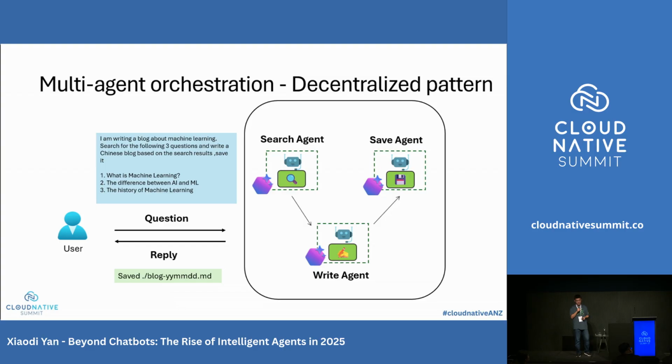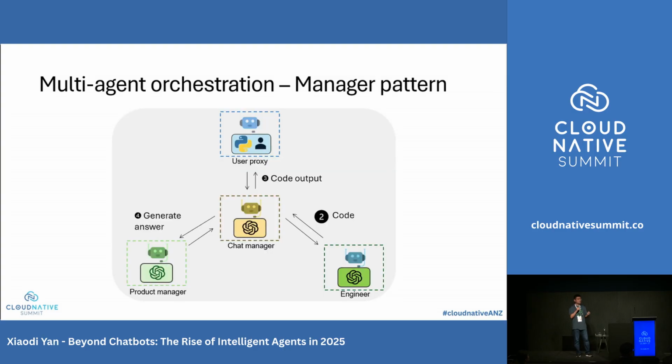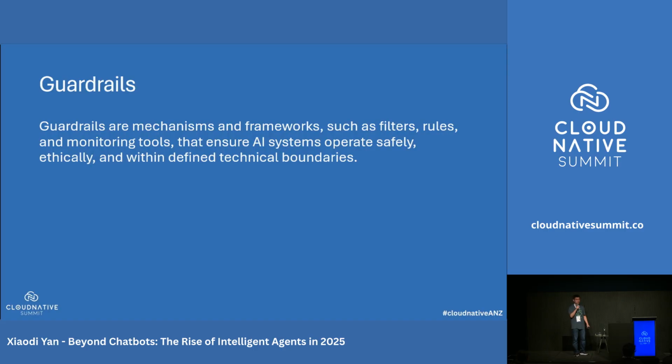Another example is the manager pattern. In this case, we have a very powerful agent acting as a manager, and we have other agents doing different jobs. Here we have one manager agent, one engineer, and one product manager, and they can be orchestrated by the manager agent. When the user asks a question, the manager agent can assign tasks to different agents, orchestrate them, and produce the final response. The next topic is guardrails.